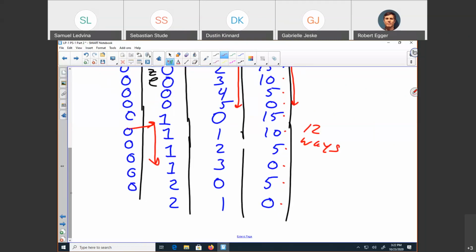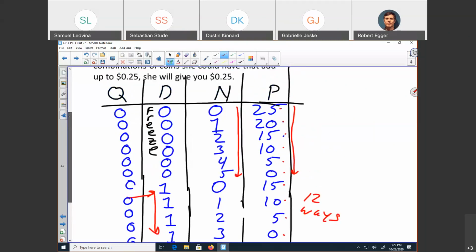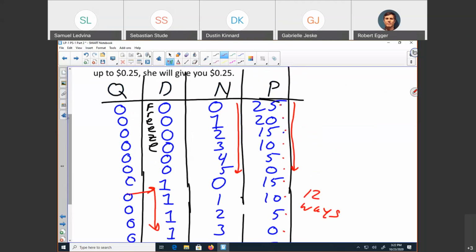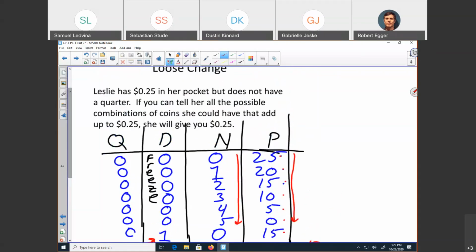Oh, I put the total written down there. Yeah. So when they say freezing a column, it just means holding a column set and not moving it, which allows you then to do the other ones first. So there's 12 ways to make 25 cents using dimes, nickels, and pennies.